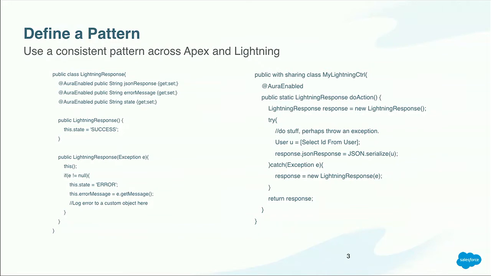On the right-hand side is a method that calls that pattern. So I have this MyLightningController class with an AuraEnabled method. That AuraEnabled annotation allows me to call Apex through Lightning components. And then I basically just instantiate the happy path constructor as the first line of my code there. And then I surround all my logic with a try catch. And if I encounter any exceptions, then I use that exception constructor next to handle all my errors.